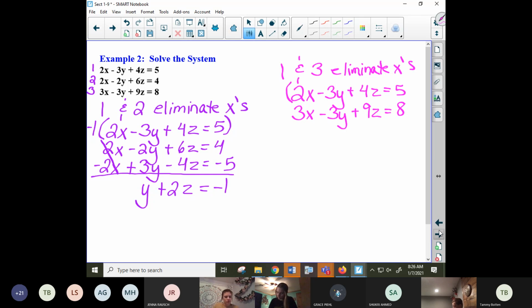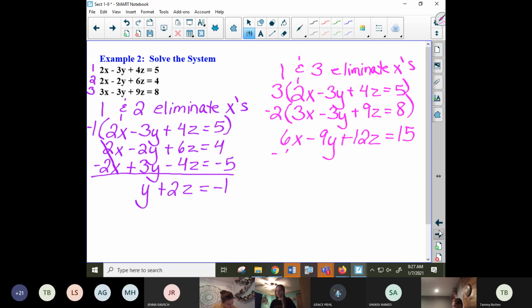2 and 3 both go into 6, so I'm going to try to make one of them a +6 and one a -6. It really doesn't matter. I'm going to multiply the top one by 3 and the bottom one by a -2. So 3 times 2x is 6x. 3 times a -3y is -9y. 3 times 4z is +12z. And 3 times 5 is 15.